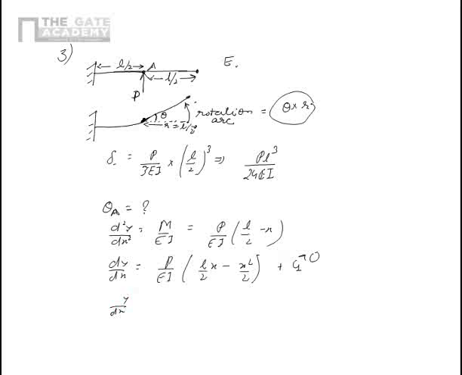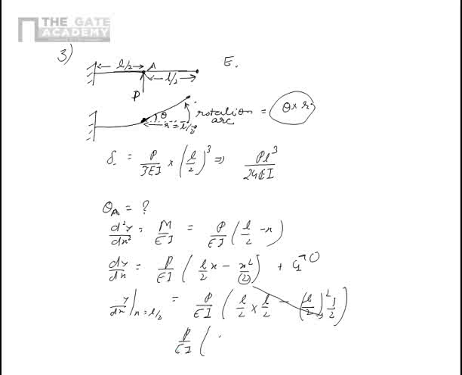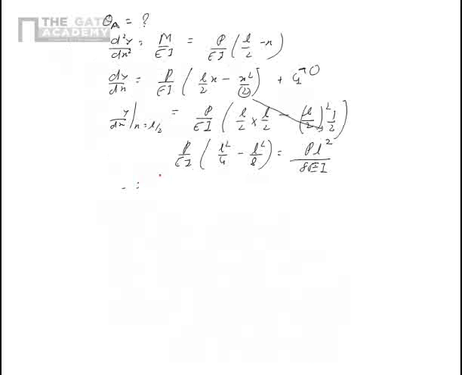So I get dy by dx at x equal to L by 2 is equal to P upon EI, L by 2 multiplied by L by 2 minus L by 2 square by 2. So I get P upon EI times (L square by 4 minus L square by 8), which is nothing but PL square by 8 EI. This is the slope, or theta A. So theta A is PL square by 8 EI.